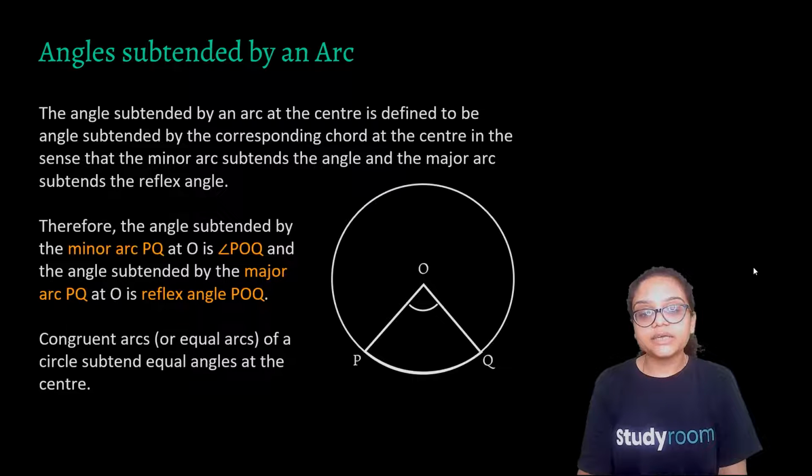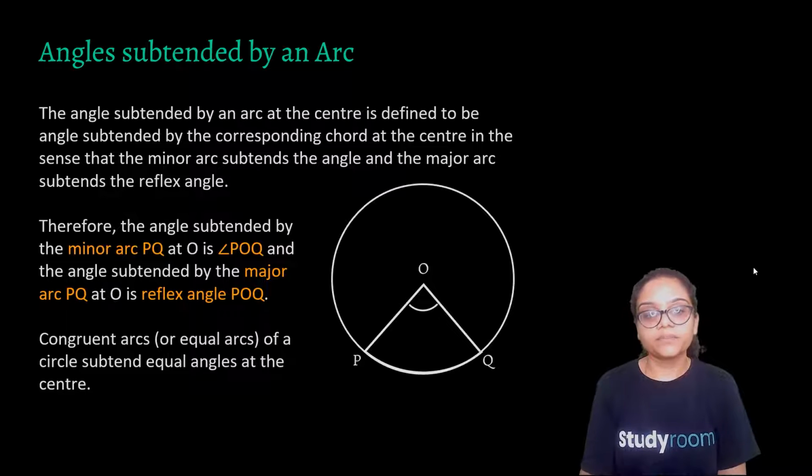We can take PQ as an arc, but we can also take P and Q joined by a line segment as a chord. So it's the same thing. We just have a different nomenclature for it, but it's nothing different. PQ can be taken as a chord, but the arc can also subtend an angle itself. Therefore, the angle subtended by the minor arc PQ at O would be POQ, and the angle subtended by the major arc PQ, the outside part, would be reflex angle POQ at O.